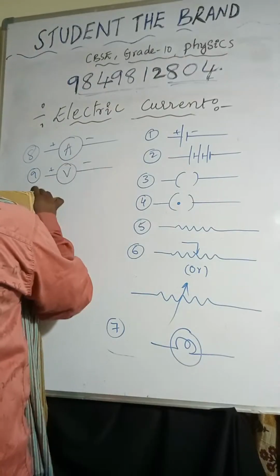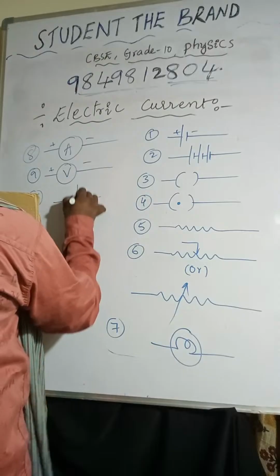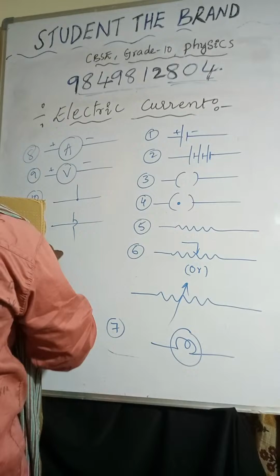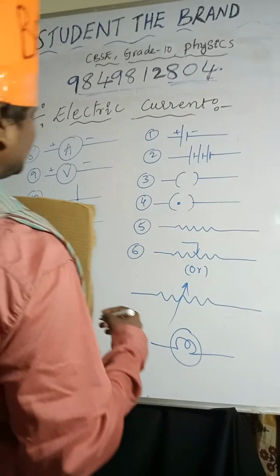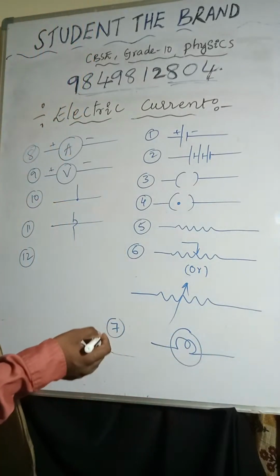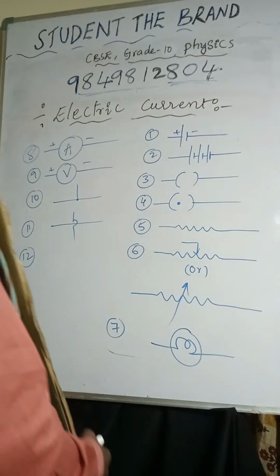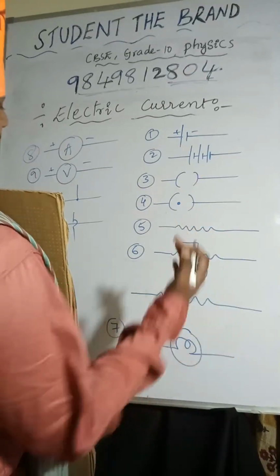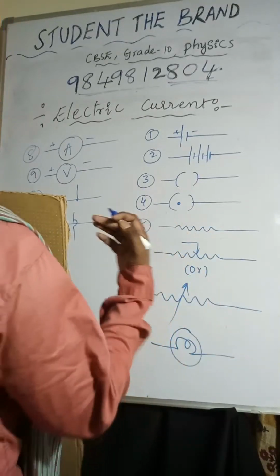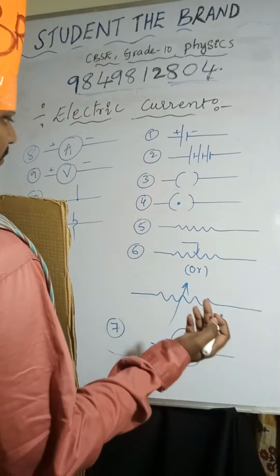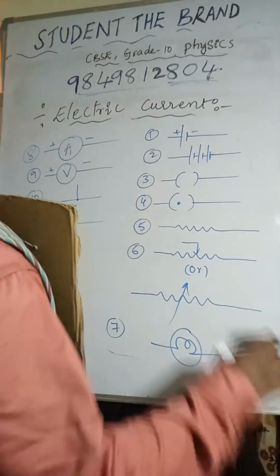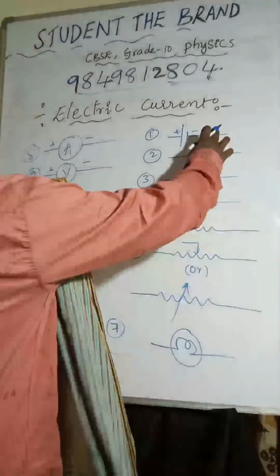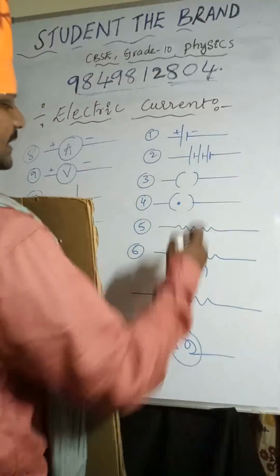And the next one, the 10th one, wire joining. 11th one, wire crossing. And the 12th one is, any other point left? Wire joining, wire crossing. That's enough. So open switch, closed switch, cell, battery, ammeter, voltmeter. Any other thing? Just let me know. Okay.